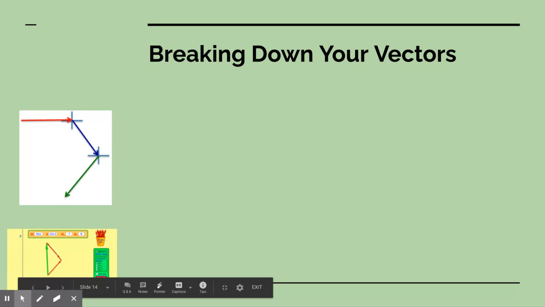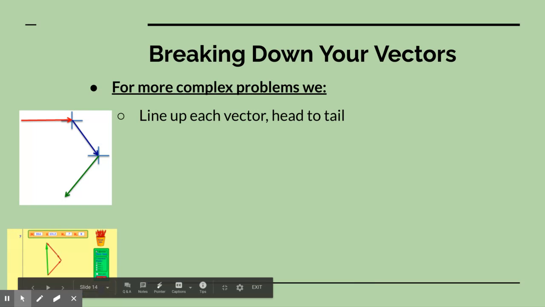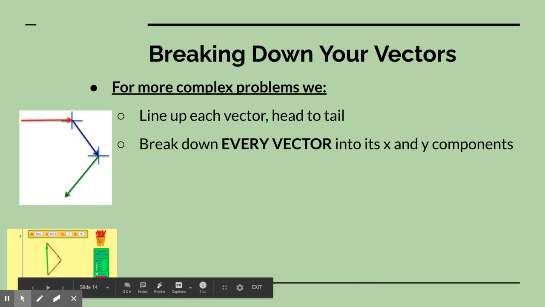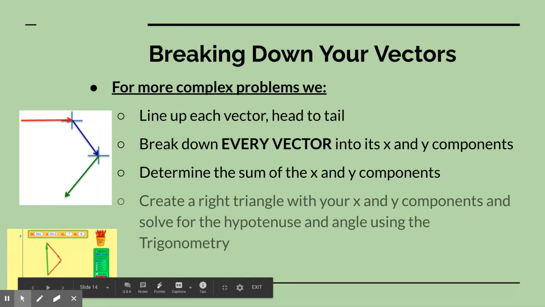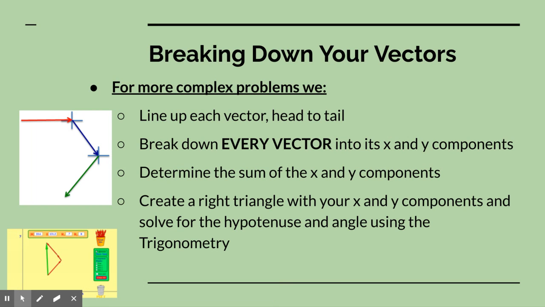Now, breaking down our vectors, continued on here. For more complex problems, we can do this: we line up each vector head to tail, break down every vector into its x and y components, and determine the sum of the x and y components. Then create the right triangle with your x and y components. So it'd be like doing this right here with this picture on the side, making a right triangle as best we can, and finding this angle, that angle. That's basically what it's talking about.